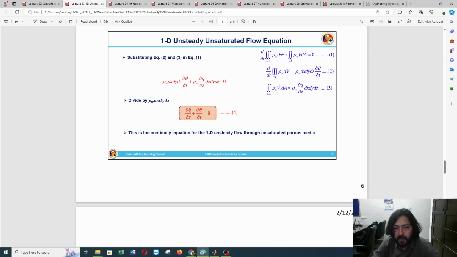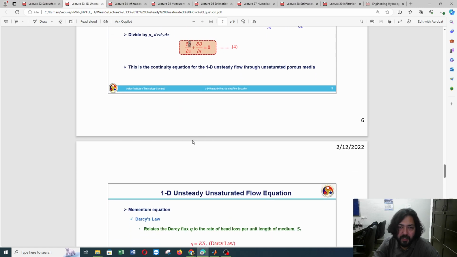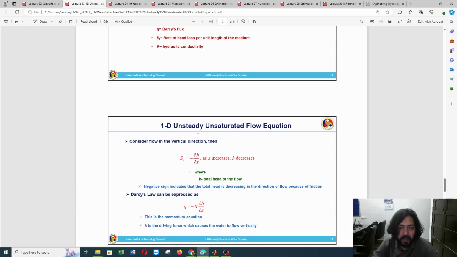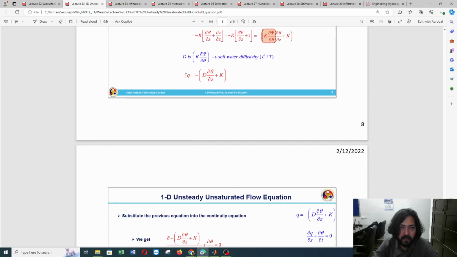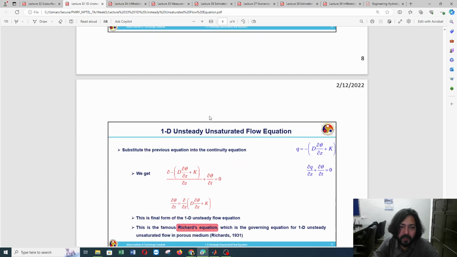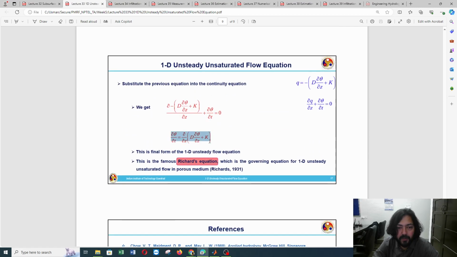Now what we need to do is calculate the value of q, that is Darcy's flux, by applying RTT to the momentum equation, right? And we'll get the value of q and substitute it here in this equation 4. So this is the value of q that we get when we apply the momentum equation, and this value we are going to substitute in the above equation, and this will give us the final equation. So this is the final equation of 1D unsteady unsaturated flow. This equation is known as Richards equation. So this is a very important equation.